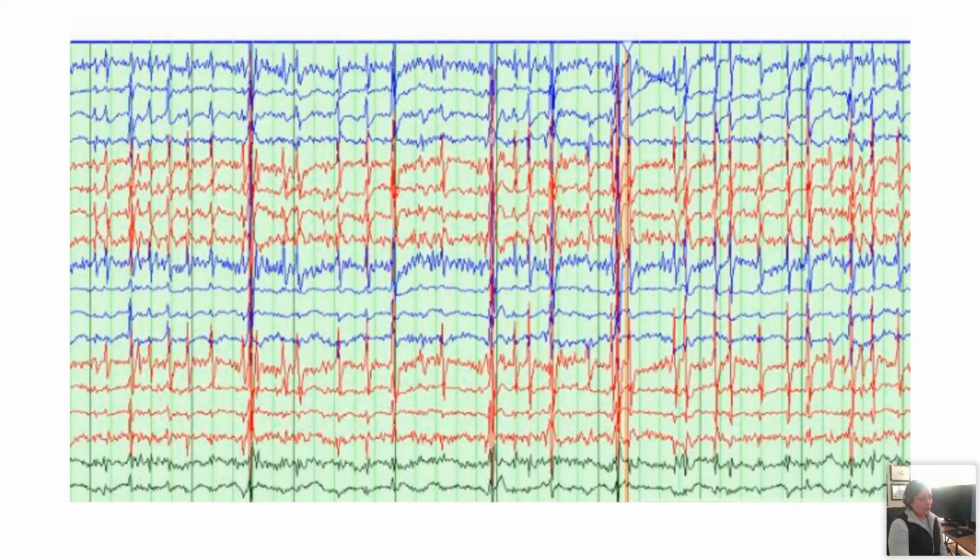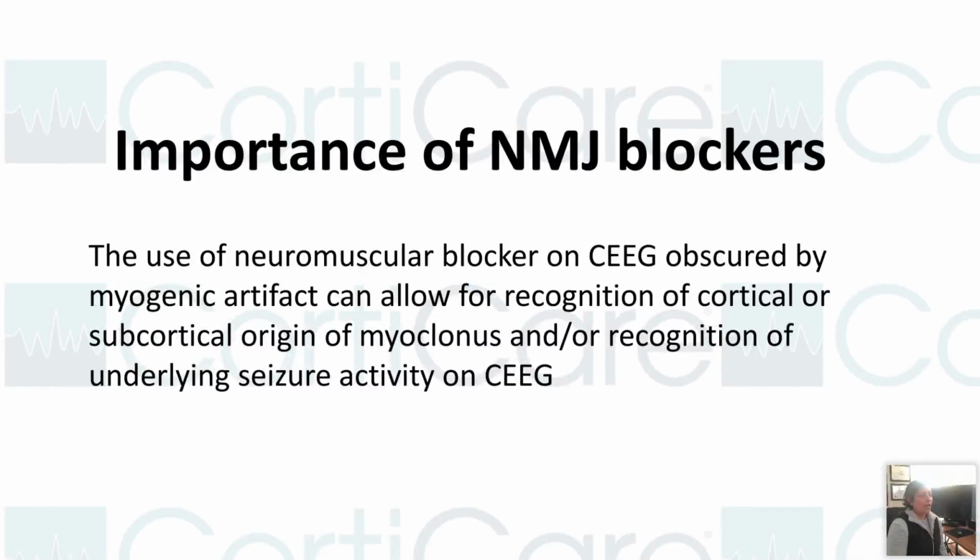So here is an example. If you look at the background, you can see delta theta rhythms and myoclonus, which is high voltage muscle spikes. So what we're recording here is muscle potentials. The neuromuscular junction blockers play a big role in figuring out if the patient is having cortical or non-cortical myoclonus.